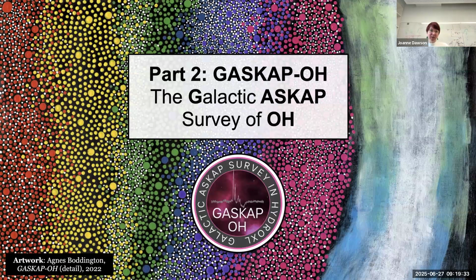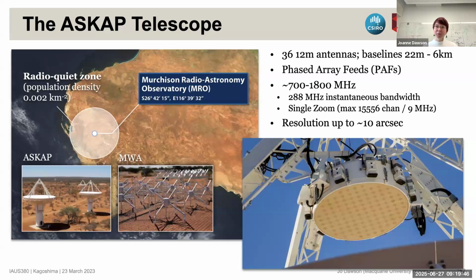Now, part 2, a future survey, hopefully coming soon, GASKAP-OH. So that's the Galactic ASKAP Survey of OH. So we've got a nested acronym there. ASKAP stands for the Australian Square Kilometre Array Pathfinder. I'm not sure how much this particular audience knows about ASKAP, so I'll give you a very quick summary.